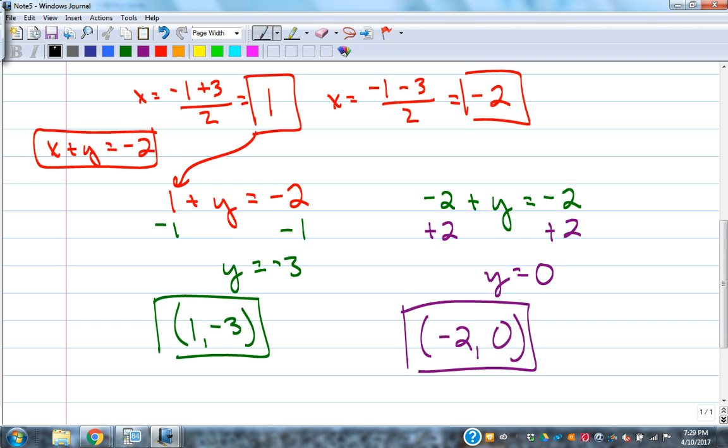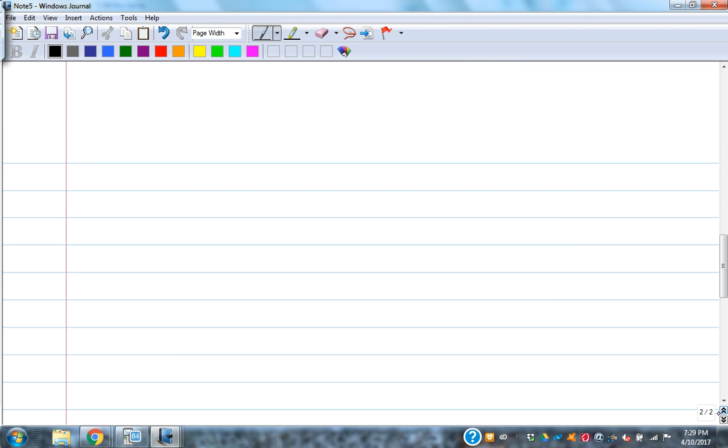So you're using one x and get an ordered pair that goes with it. Use the other x, get the ordered pair that goes with it. If we had a third answer, we'd use that x and get the third ordered pair that goes with it. Depending on how many answers you find is how many ordered pairs you'll have at the end. Okay? Let's look at example B.